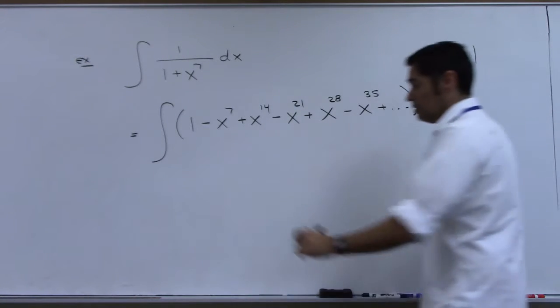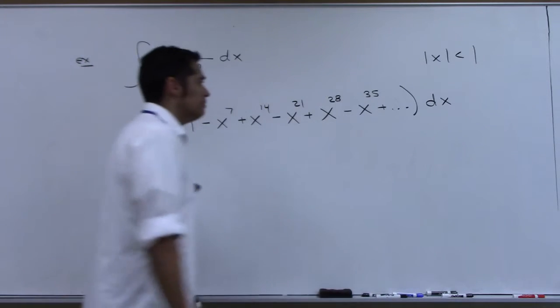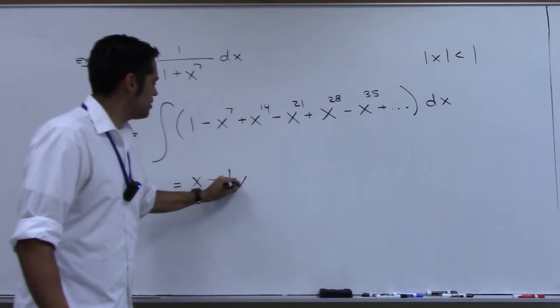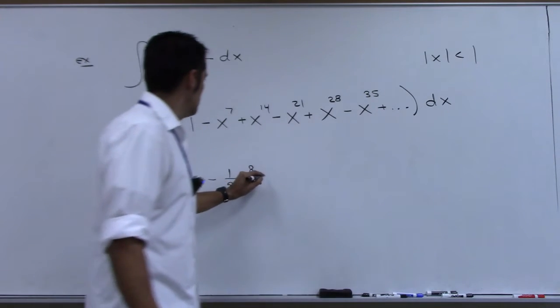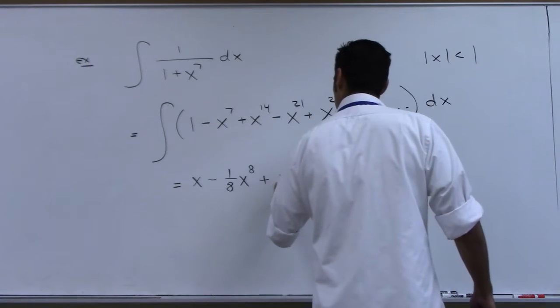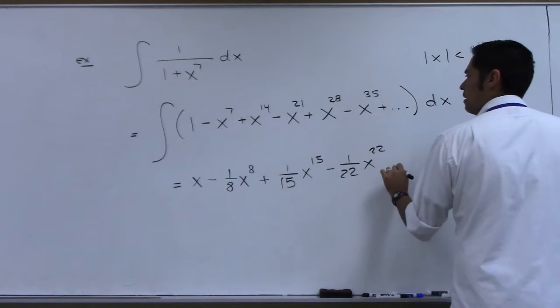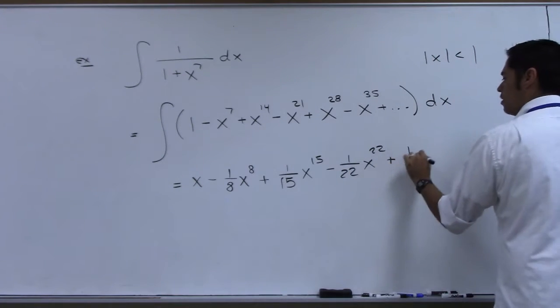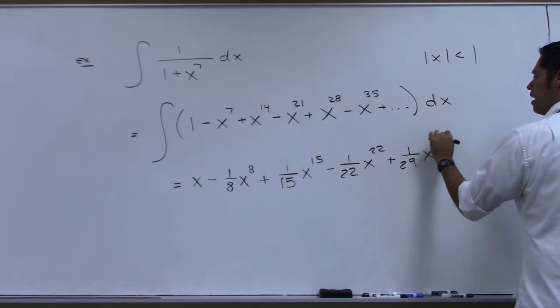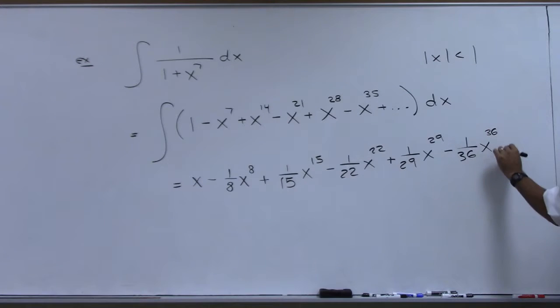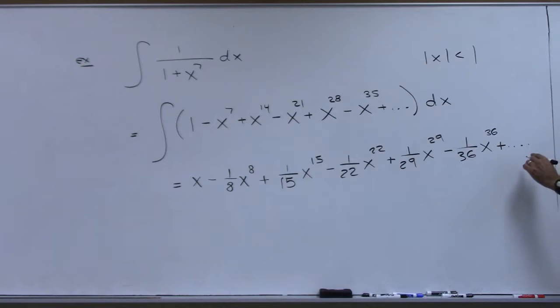And so now, integrate term by term. You get x minus 1/8 x to the 8th plus 1/15 x to the 15th minus 1/22 x to the 22nd plus 1/29 x to the 29th. You with me? 1/36 x to the 36th plus dot, dot, dot, right? That's what that would be. Plus a what, though? Plus a constant.